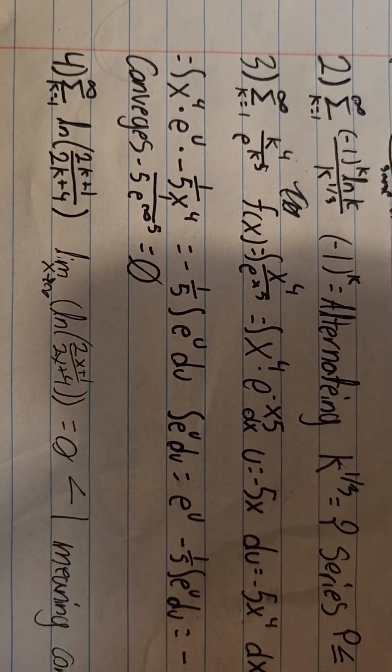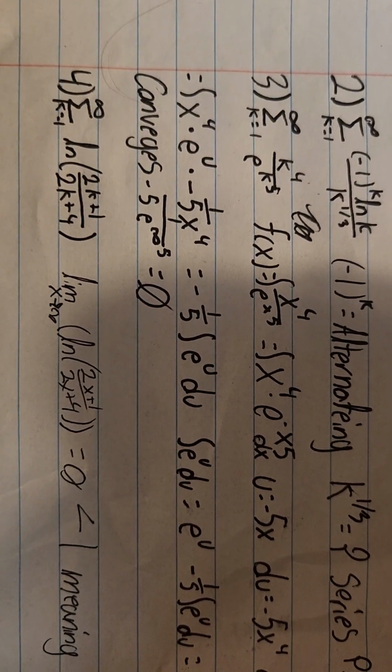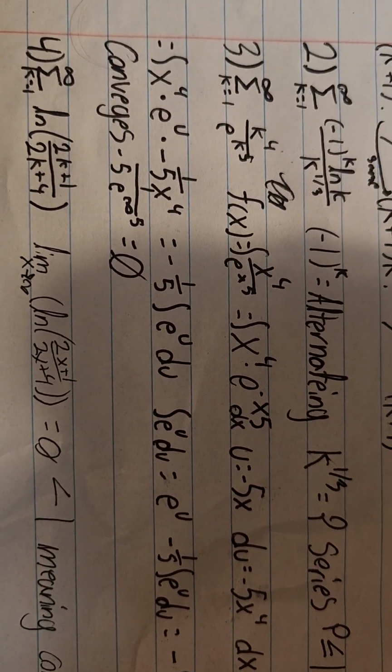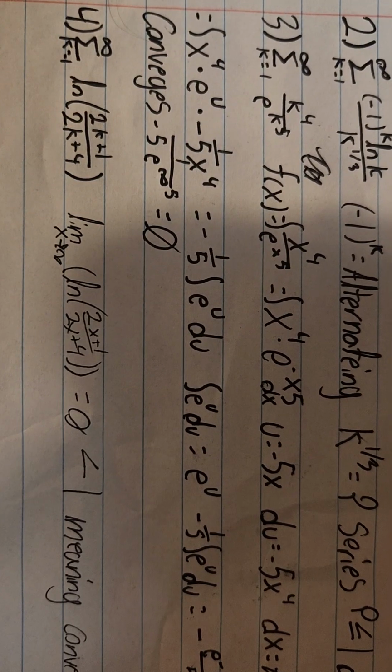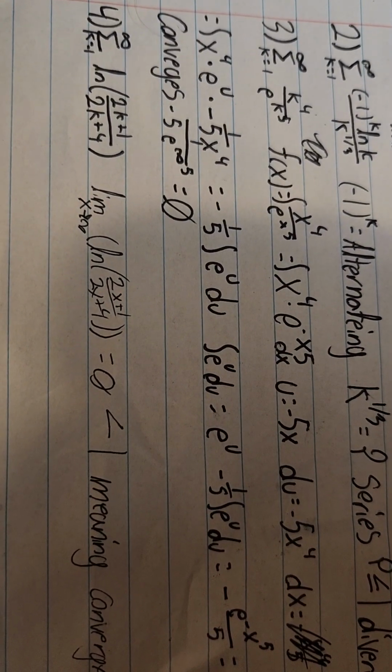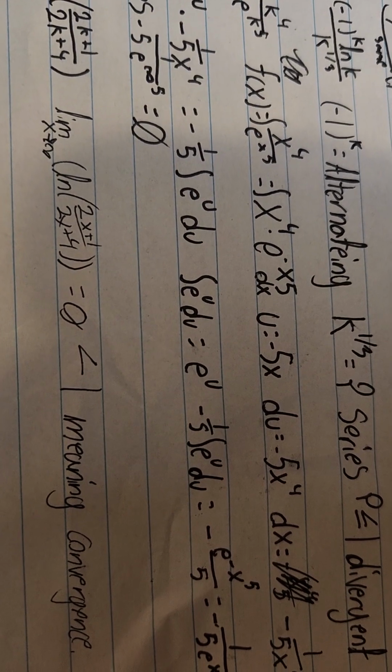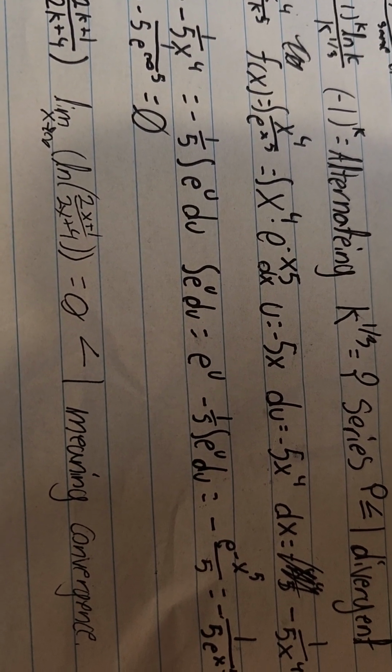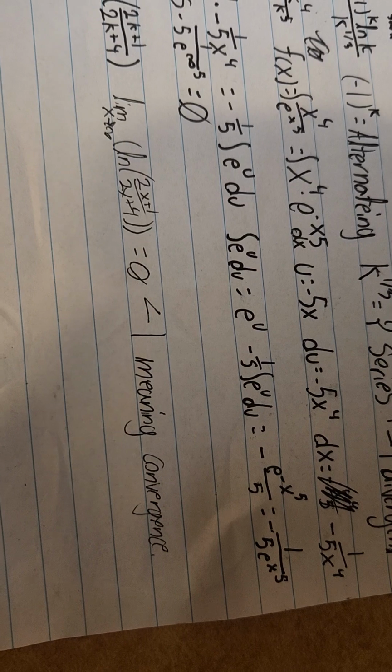For number 3, you have your infinite series, k equals 1 of k to the 4th over e to the k to the 5th. For this one, I used the, I keep forgetting what things are called. This one's not ratio. I believe this is the integral test. E to the x to the 5th is the same thing as e to the negative x to the 5th. I used u substitution for this one.